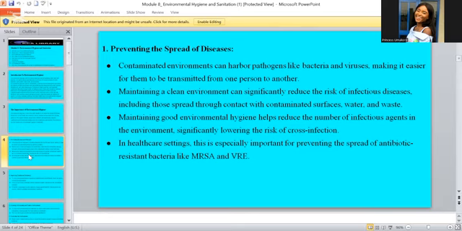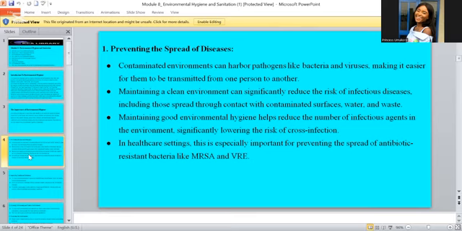One, preventing the spread of diseases. Contaminated environments can harbor pathogens like bacteria and viruses, making it easier for them to be transmitted from one person to another. Maintaining a clean environment can significantly reduce the risk of infectious diseases, including those spread through contact with contaminated surfaces, water, and waste.